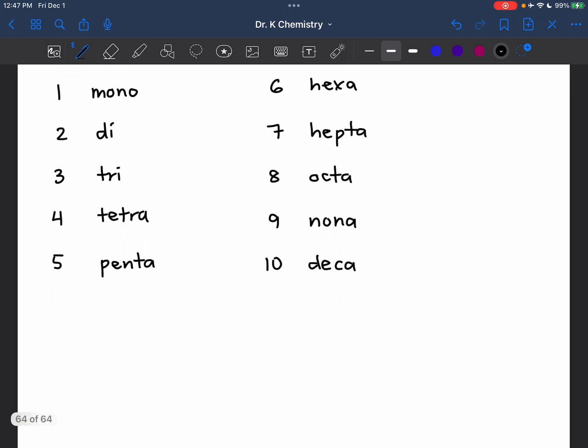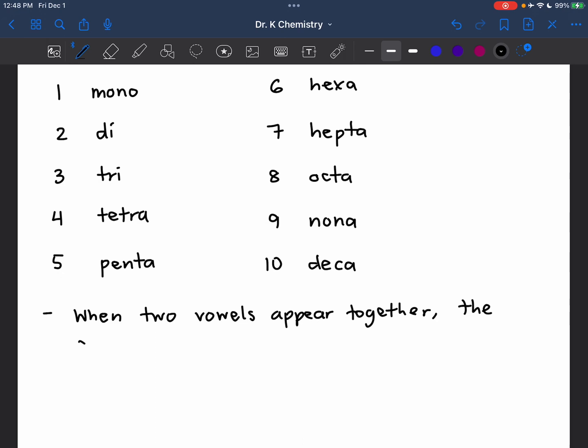The other rule where inorganic nomenclature differs from organic is when two vowels appear together. The first vowel is dropped.